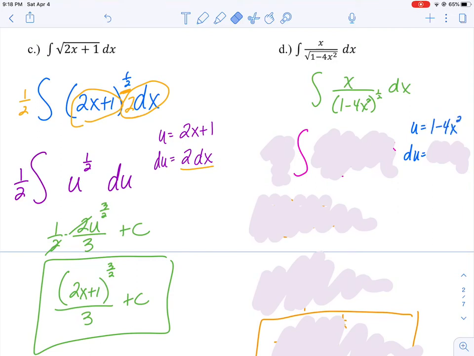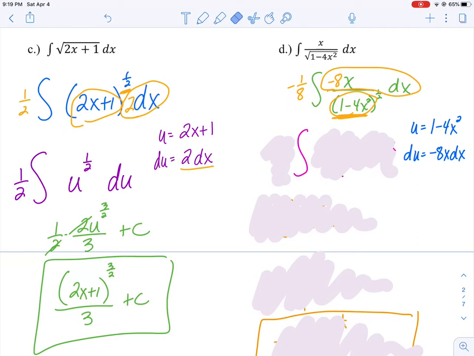I decided that my u was going to be 1 minus 4x squared. The derivative then is negative 8x dx. Going back to my original problem then, this would be u to the 1/2 on the bottom. But in order to have a du, it looks like I'm missing a negative 8. So I can put a negative 8 in there, which would make this whole top piece, the negative 8x dx, my du. So I have a u to the 1/2 on the bottom, and I have a du on the top. But I can't just substitute in a negative 8 without balancing out with a negative 1/8 on the outside.